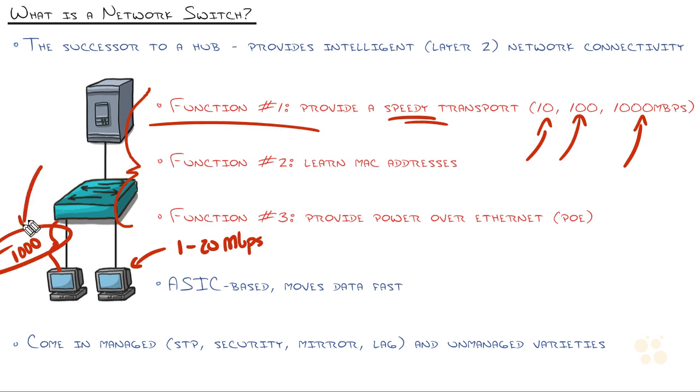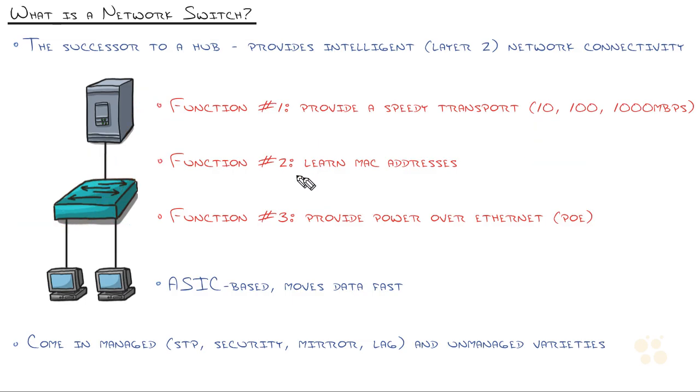You really see that bandwidth being used when you do high volume tasks such as video editing over a network or large file transfers. And it's very common to see servers utilizing that level of bandwidth because you have a bunch of clients accessing them at the same time. The second core function is to learn MAC addresses, and thus my note on providing intelligent network connectivity.